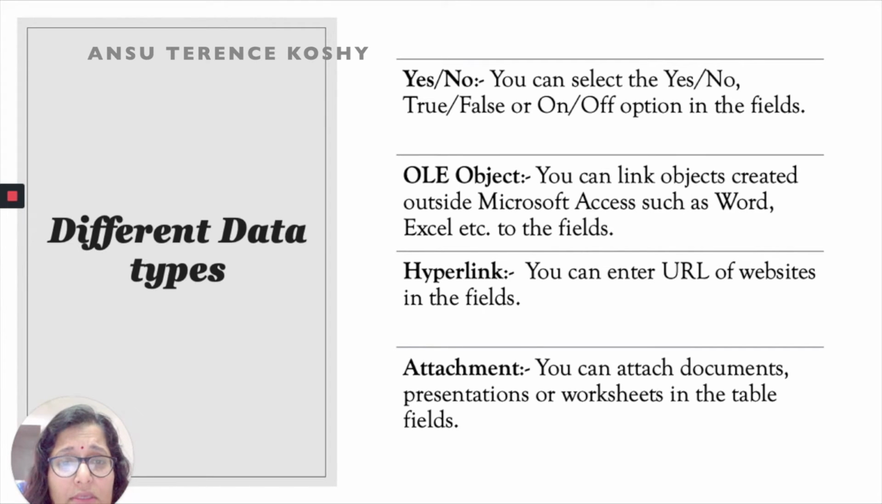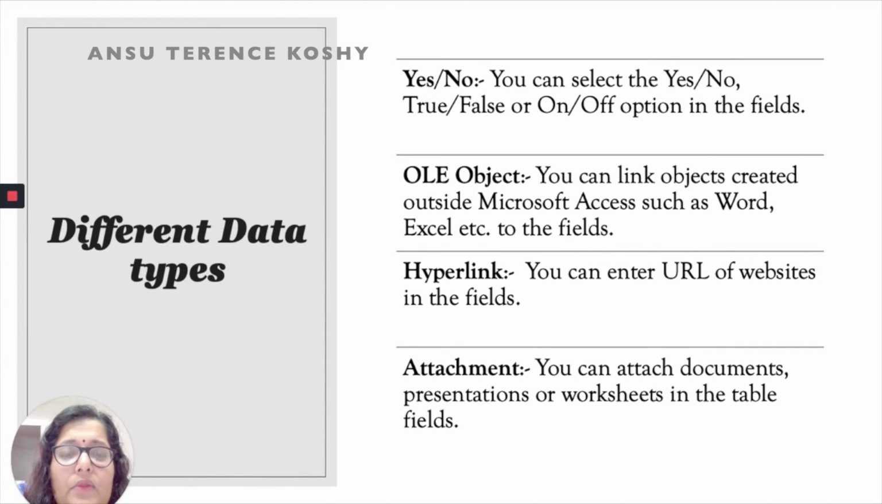OLE object. You can link objects created outside Microsoft Access, such as Word, Excel, etc., to the fields. Sometimes you need to enter things from outside into this current file to make it more useful for you. At that time, this OLE object comes into use. You can import Word documents, Excel documents, all these things into your database.